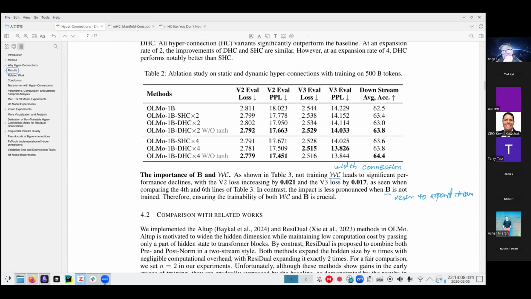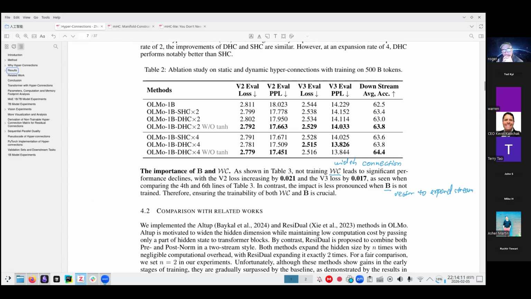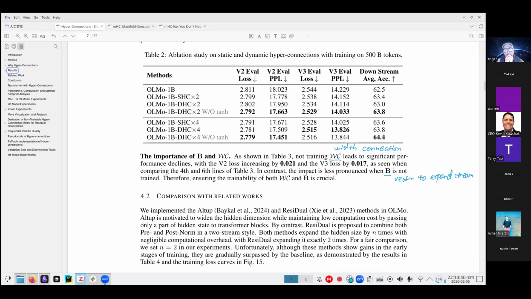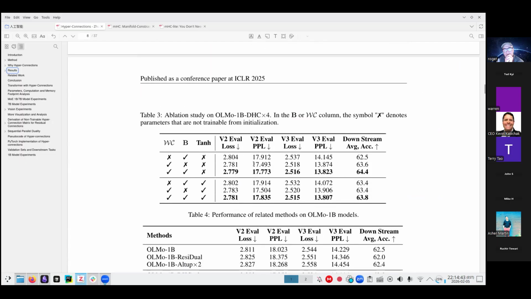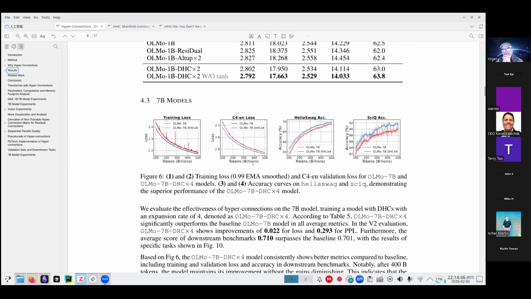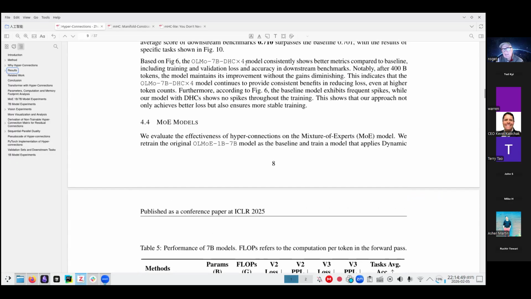Ablation study. They also studied the performance of the static one and the dynamic one, with and without tanh. It seems without tanh is slightly better, and the dynamic one and the four. I think they also did some MoE models.